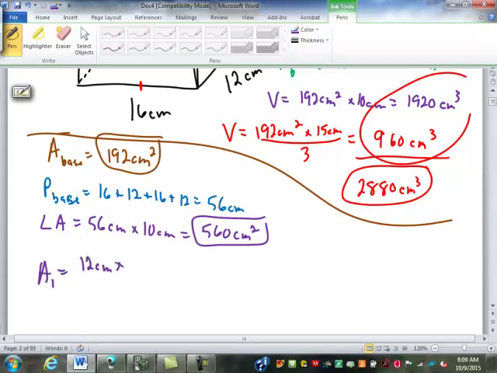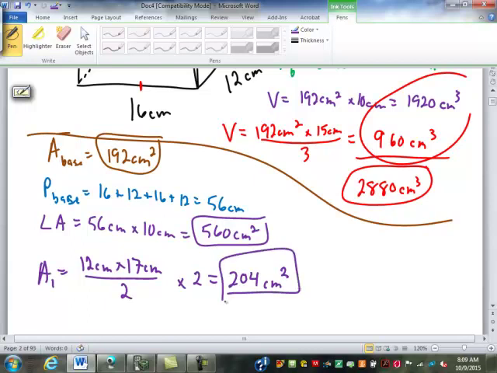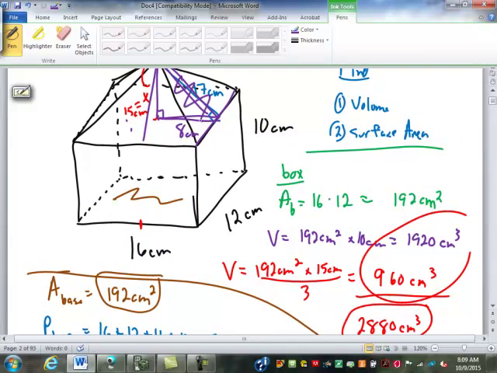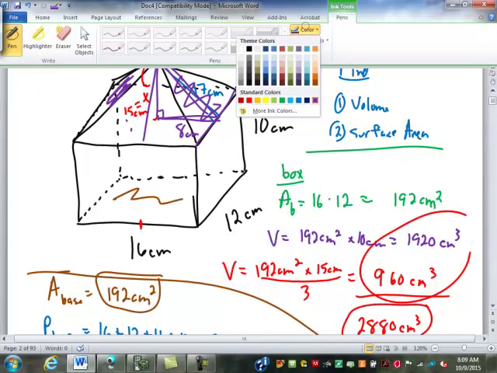It's 12 centimeters by 17 centimeters. Because it's a triangle, it's divided by 2, but there's one on the other side, so it's times 2. So that's 204 centimeters squared. So that's this triangle here and this one over here.